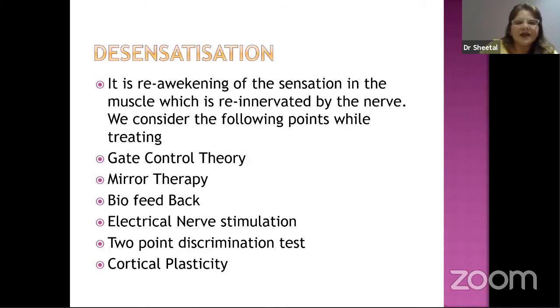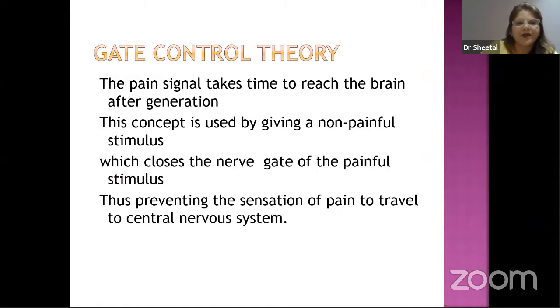As far as the desensitization technique is concerned, it is a reawakening of sensation in the muscle which is re-innervated by the nerve. We consider the following points while treating: first the gate control theory, then mirror therapy, biofeedback mechanism, electrical nerve stimulation, the 2-point discrimination test, and cortical plasticity. First is the gate control theory. In this, the pain signal takes time to reach the brain after generation. This concept is used by giving a non-painful stimulus, which closes the nerve gate of the painful stimulus.